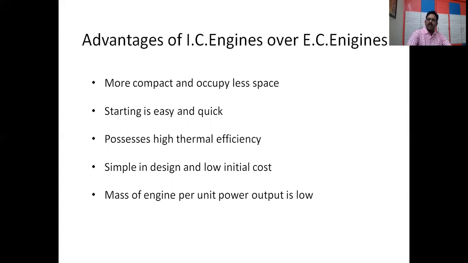If you take the weight per unit output, the mass of the engine is low. That means the output that we are getting in IC engines per unit of mass will be more, and the mass will be very less in the case of an IC engine. That's why it is more compact and easy to design and construct. These are the advantages that we have with IC engines.